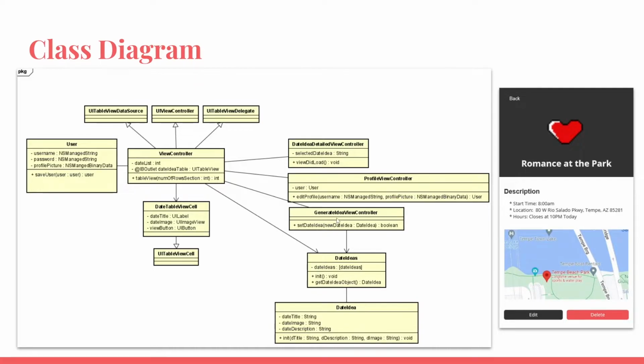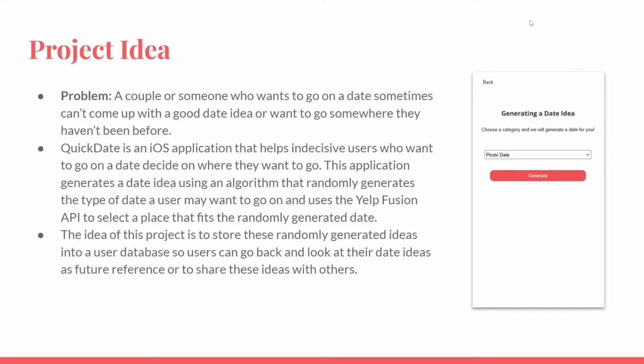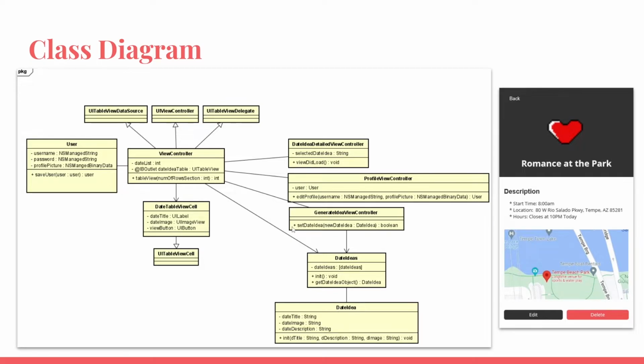Next, we have a generate idea view controller. Now this one, in the previous slide, I showcased this. It'll have a generate button here. Once you click that, you are able to set the date idea by creating a new date. So yeah, this generate view controller can create a new date by accessing this date idea object.